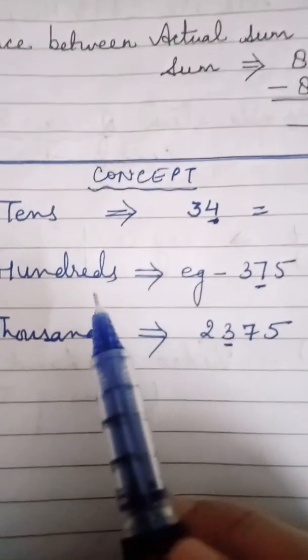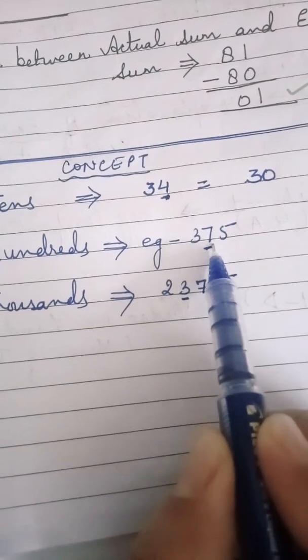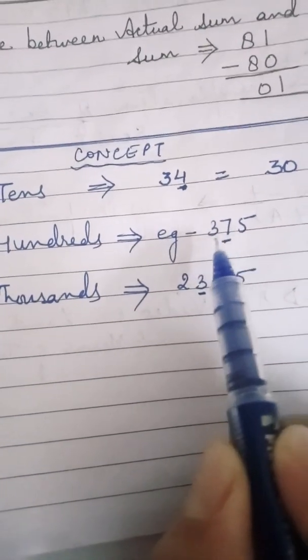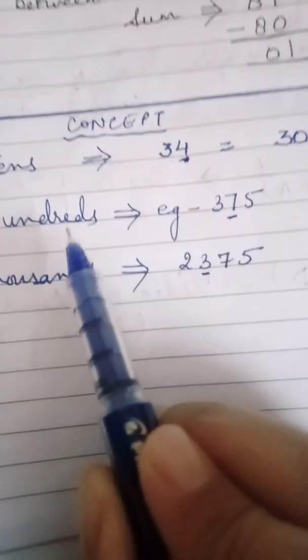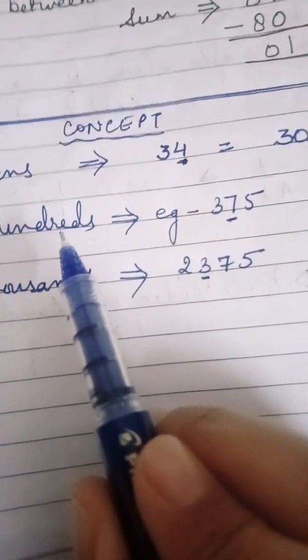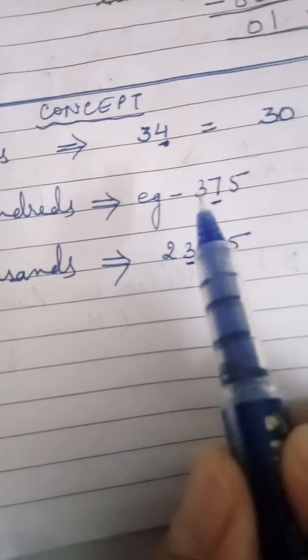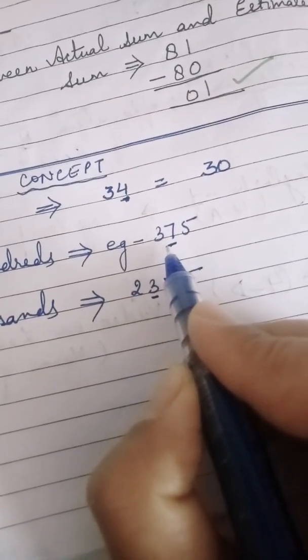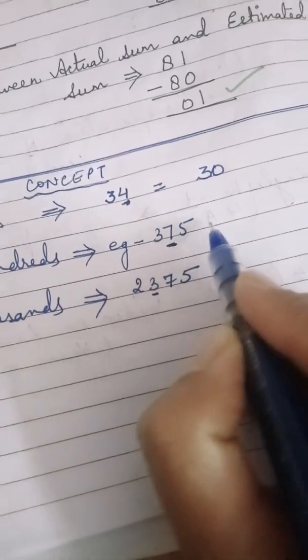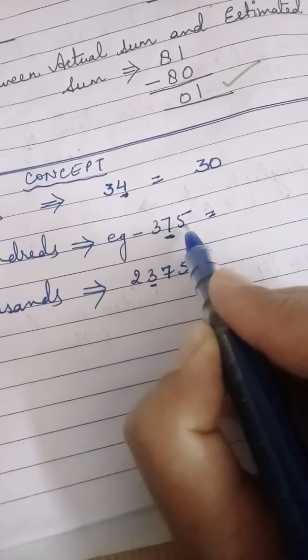Now children, your second question is 375, you are required to round it off to the nearest hundreds. For this, you will underline the digit just before hundreds. What comes before hundreds? Tens. So what will you do? You will underline this and you will place a 0.